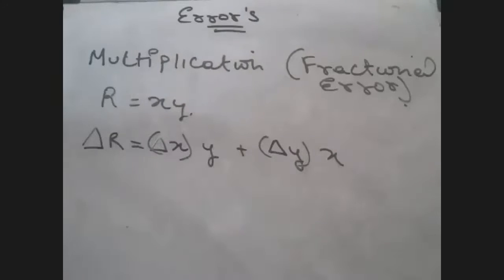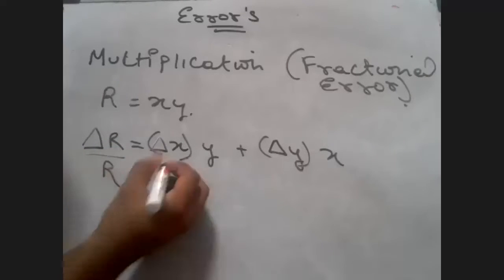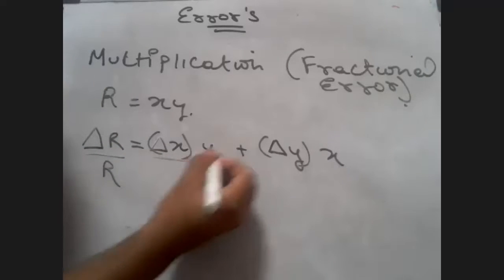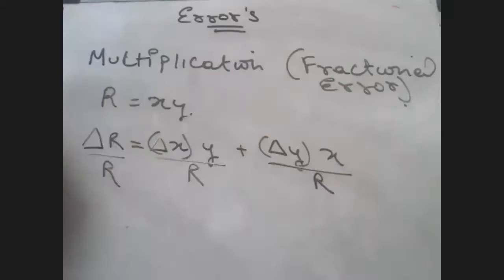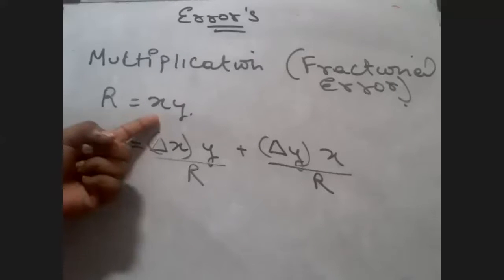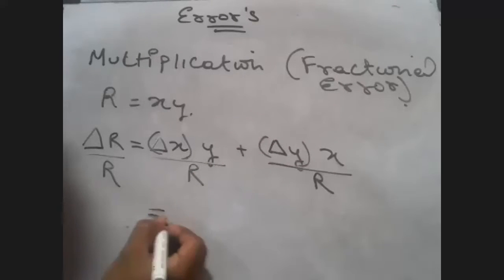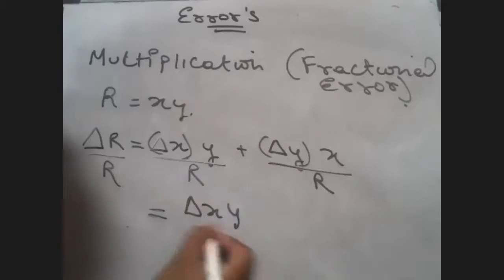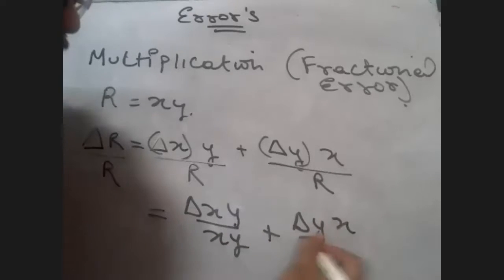Okay, now listen to me. If this is understood, divide this entire equation with r. Divide the entire equation with the result. So it is going to be delta r by r equal to delta x into y upon r plus delta y into x upon r. But students, what is r? r is xy. So substitute that. What you will get? You will get delta x y upon xy plus delta y x upon xy.